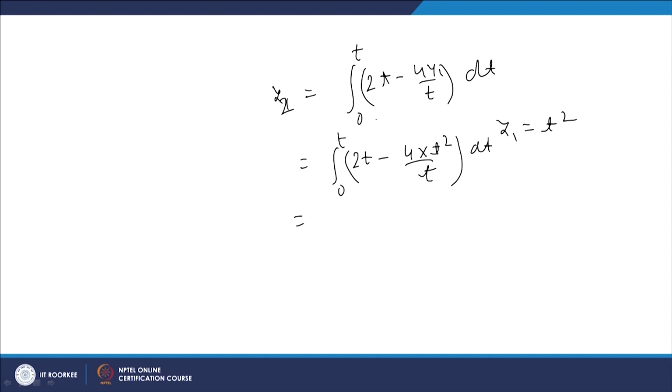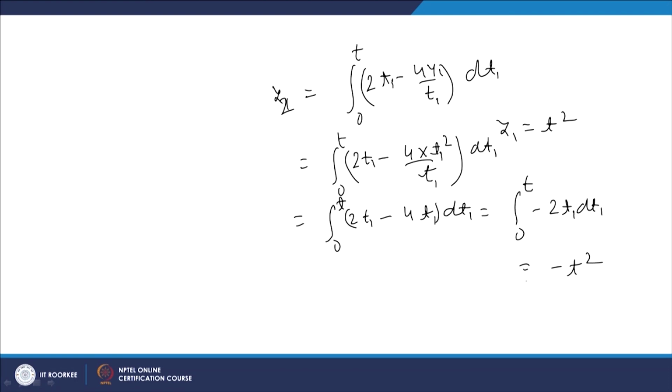So if you have no ambiguity, let me write it here. This we can write as the integral from 0 to t of 2s minus 4s ds, and this is the integral from 0 to t of minus 2s ds. So that is given as minus t square. So here we have that y2 is given as minus t square, and we have seen that y1 is given as t square.